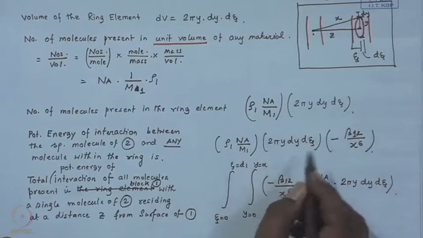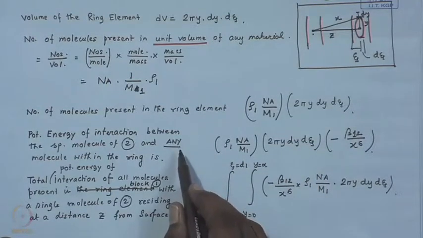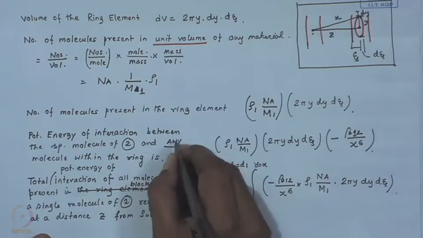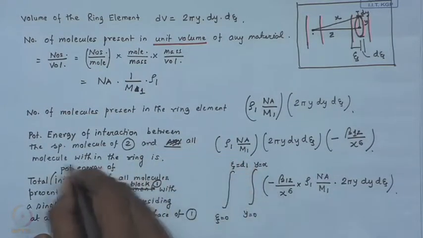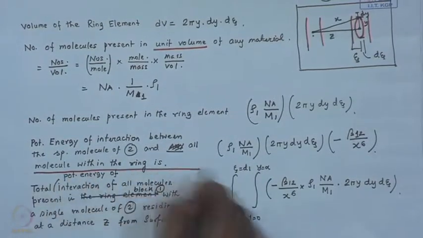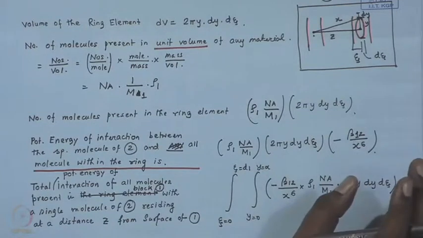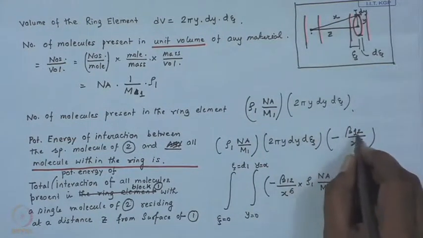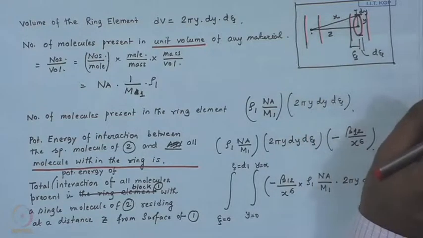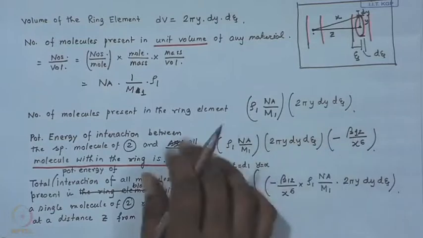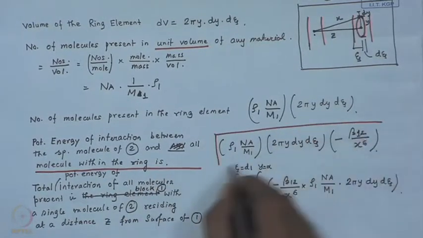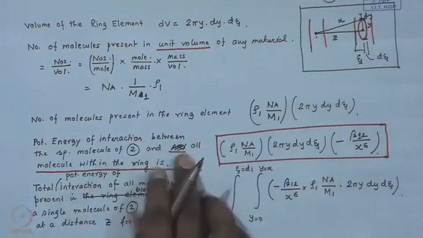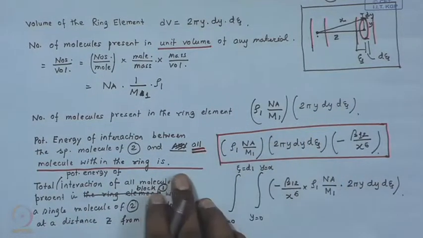So, the inner product is the potential energy of interaction between the specific molecule 2 and all molecules present within the ring element. That is why you multiply with the volume. If you do not multiply with the volume, the specific interaction between one molecule over here and one molecule in the ring element is given by minus beta 1 2 by x to the power 6, where x is the separation distance. You multiply it by the total number of molecules present within the ring. That is the expression which gives you the total potential energy of interaction between the specific molecule you are talking about over here and all molecules within the ring.